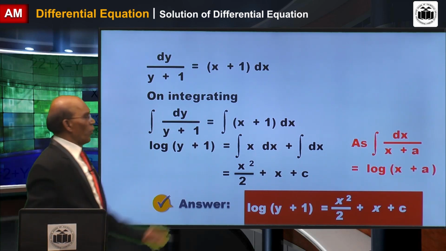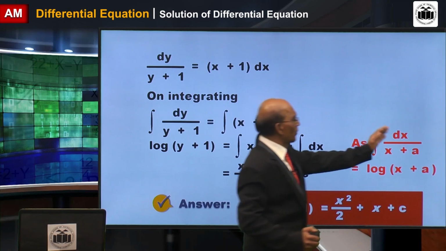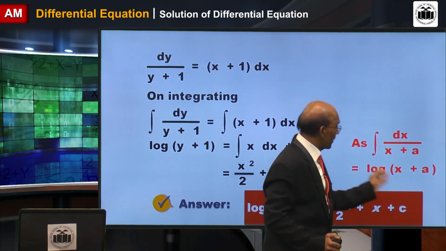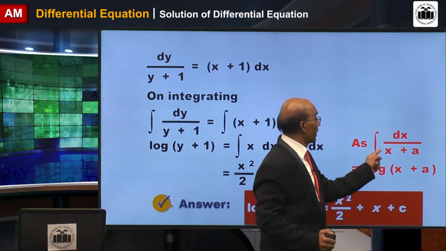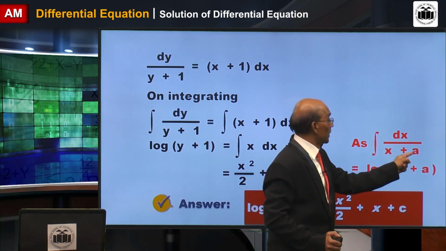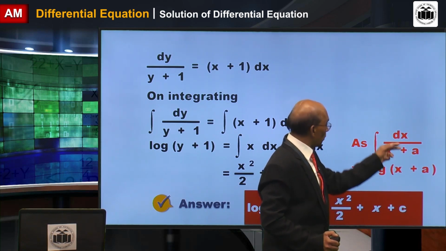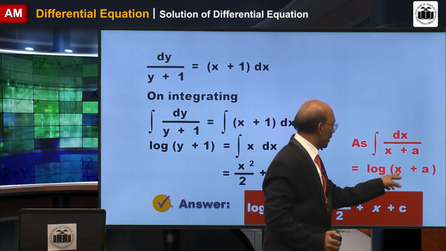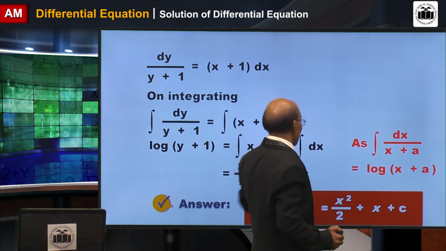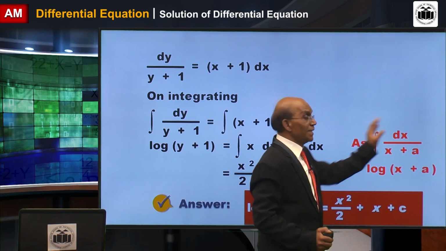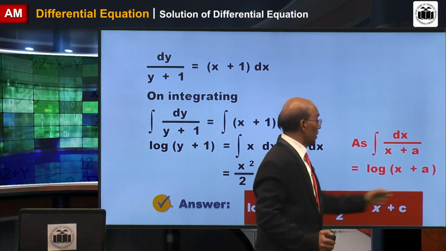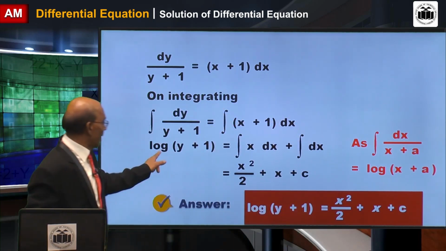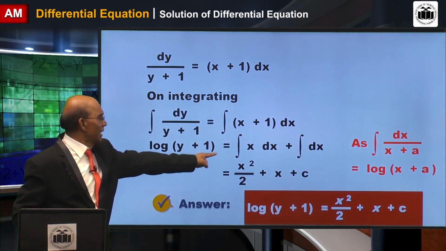Now here my focus is this, which is not one of the standard formulas, but students can make a lot of mistakes. Here the value of a is 1, and in place of x is y. So we can use this formula, integral of 1 by (x plus a), where the value of x is y and the value of a is 1. Students always make a mistake applying that formula.